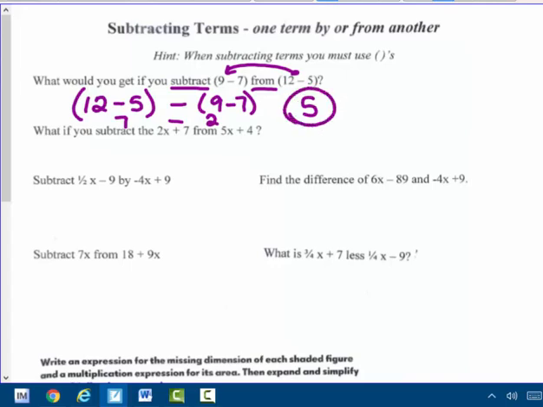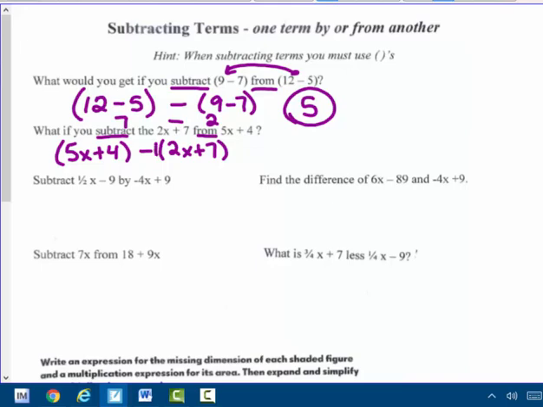What if you subtracted the 2x plus 7 from 5x plus 4? Again, subtract from. So I'm going to switch the order of this. 5x plus 4. Subtract from it 2x plus 7. Now I have to distribute this negative because I have algebra terms here. Up in the first one here, 9 take away 7, I can do that. I can do the order of operations.